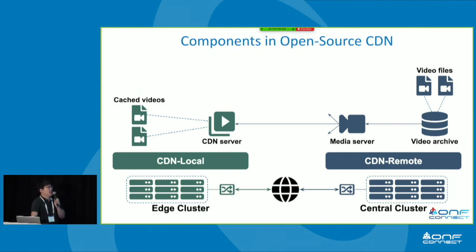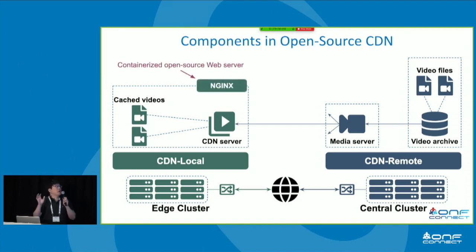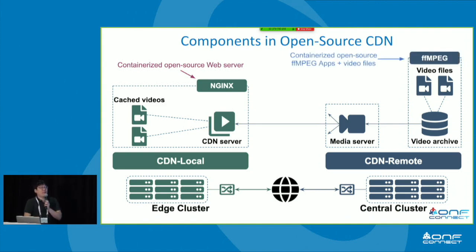So we now have three components here. First one is the CDN server, second one is the media server, and the last one is the video archive. As aforementioned, we are developing this CDN with all open source software. For the CDN server, we are using Nginx, which is open source software, and we containerize it to run on Kubernetes. And the second one is the FFmpeg container.